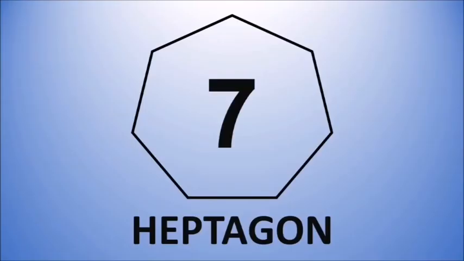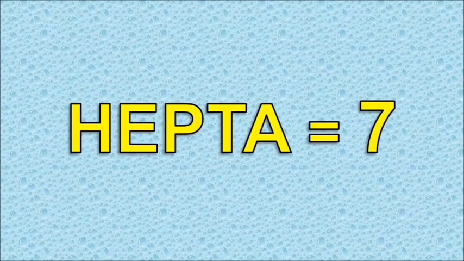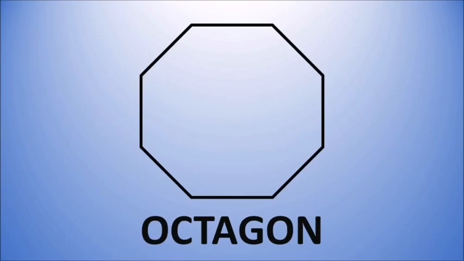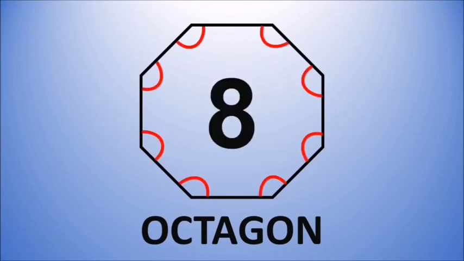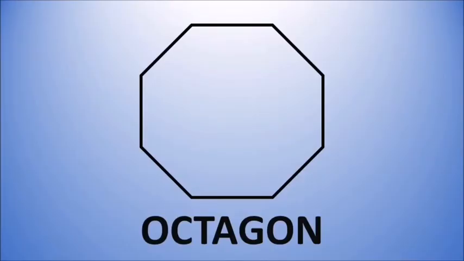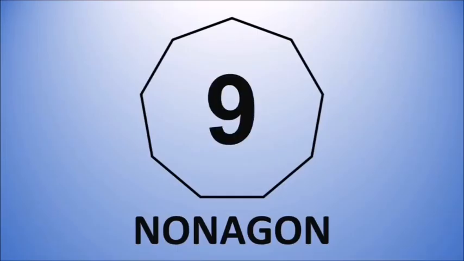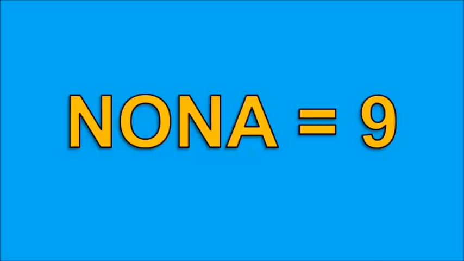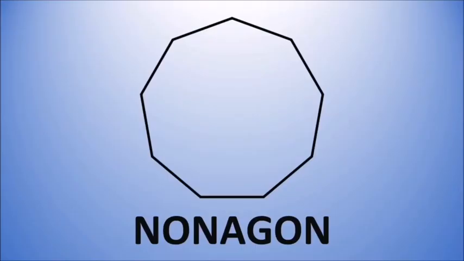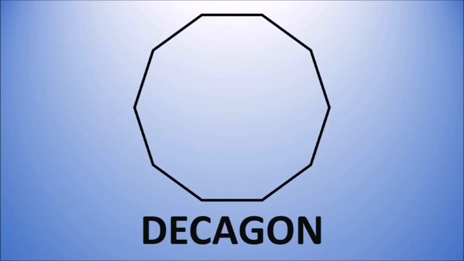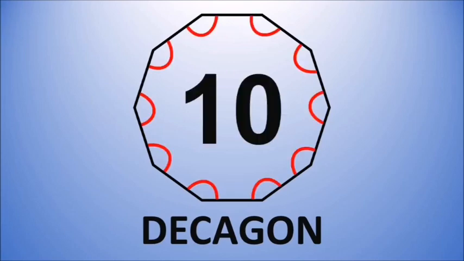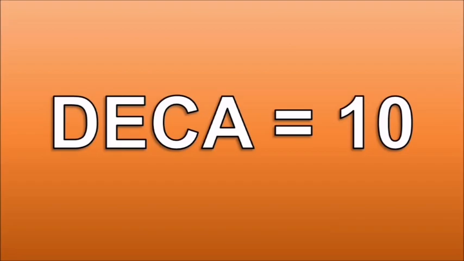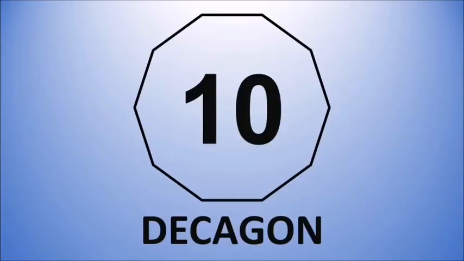A heptagon has 7 sides and 7 angles made from straight lines. The word hepta means 7. An octagon has 8 sides and 8 angles made from straight lines. A good example is a stop sign. A nonagon has 9 sides and 9 angles made from straight lines. Just remember that nona means 9. A decagon has 10 sides and 10 angles made from straight lines. The word deca means 10.